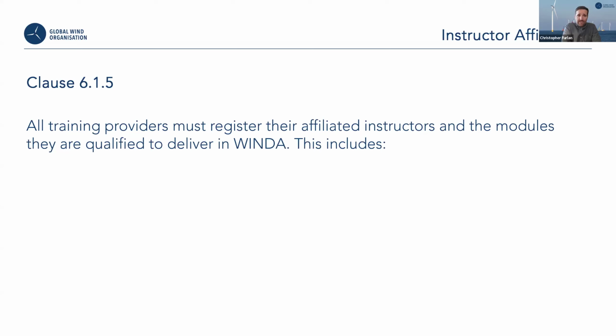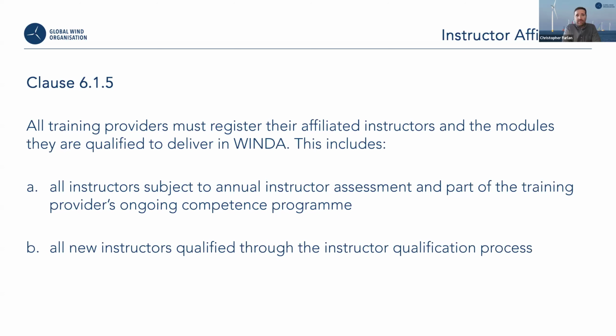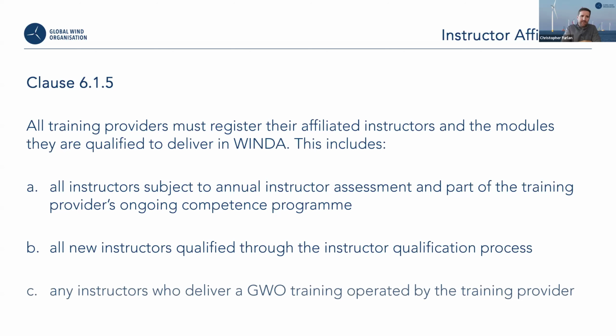Here now it says that all training providers must register their affiliated instructors and the modules they're qualified to deliver in WINDA. This includes all instructors subject to annual instructor assessment and part of the training provider's ongoing competency plan, all new instructors qualified through the instructor qualification process, and any instructors who deliver GWO training operated by the training provider. This means that all instructors now need to be registered in instructor affiliations in WINDA. If you haven't been in there yet, you'll find in your WINDA profile as a training provider, there will be an instructor affiliation section that you can go into to do this.